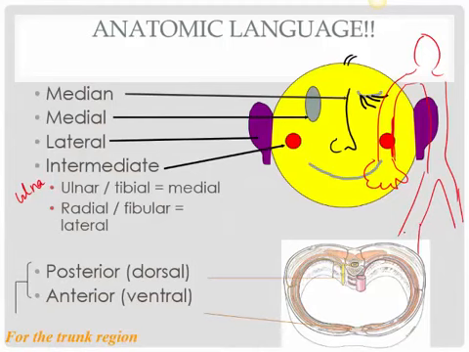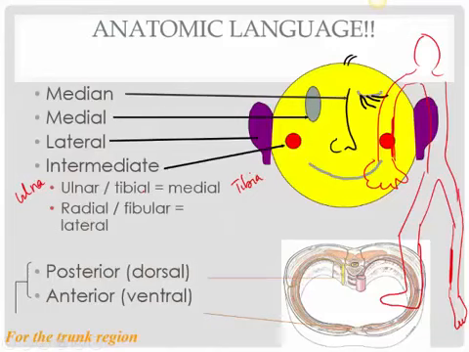In the leg, the bone on the medial side, and I should draw it this way, the bone on the medial side in the leg is the tibia. So therefore, in the forearm and in the leg, instead of using the word medial and lateral, we can use the word ulnar for the forearm, we can use the word tibial for the leg or anything to do with the lower limb. So I'll give you an example.